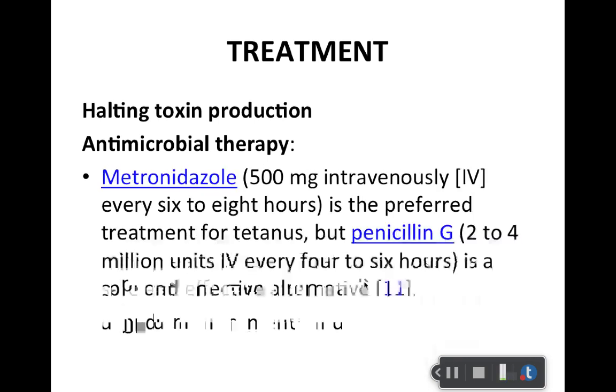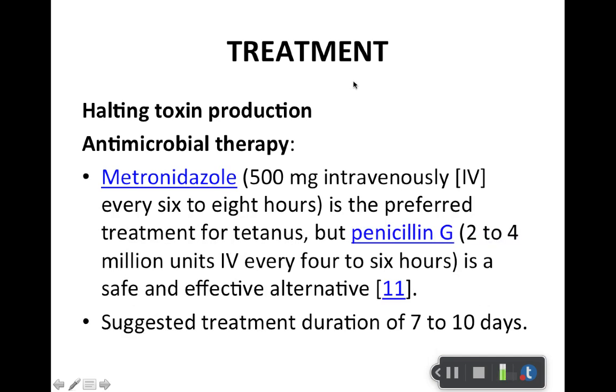Of the ones that we want to be concerned with, metronidazole, which is Flagyl. You're going to use that IV, 500 milligrams Q6-8. It is the number one drug of choice, but if for some reason that's not available, or the patient can't take it or is intolerant, you can go with Pen-G IV. The duration of treatment is about a week long. For testing purposes for me, just know the drugs, first line, second line, but don't worry about the dosing for my test.